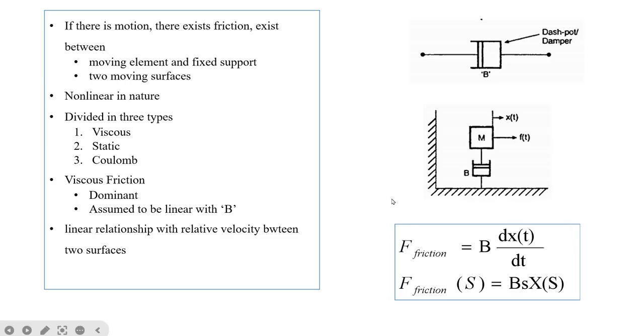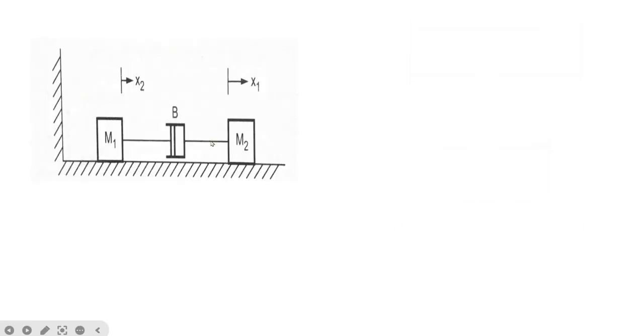Now one more example: you have two moving surfaces, M1 and M2, and in between these two, B is connected. Here the friction element will store the potential energy. It means it will consume some force. So this friction element will consume some force, that is, it will store the potential energy.